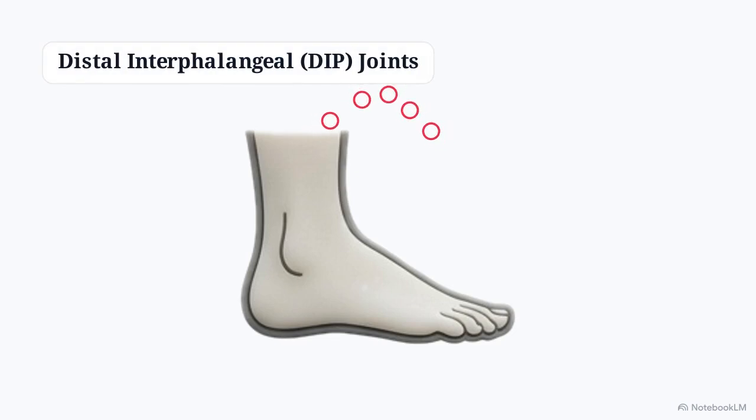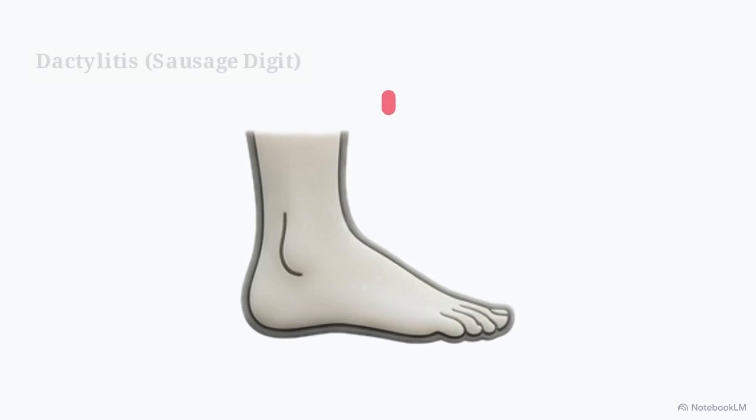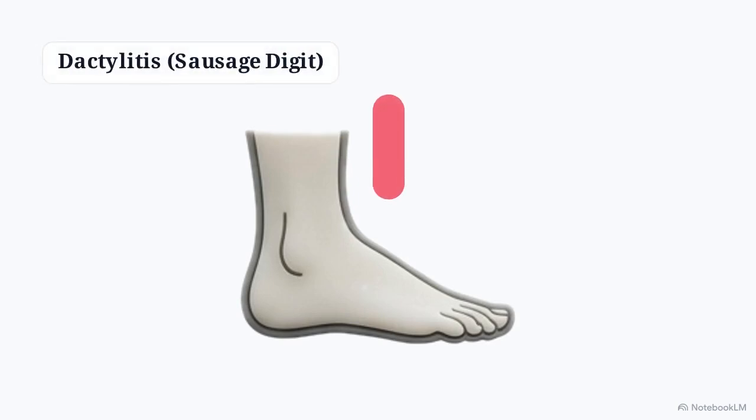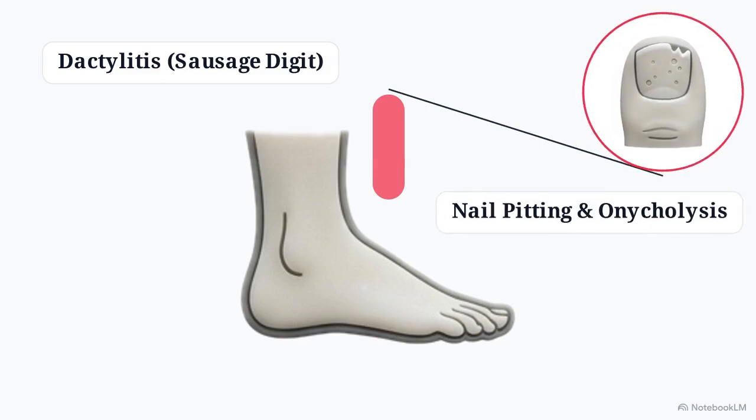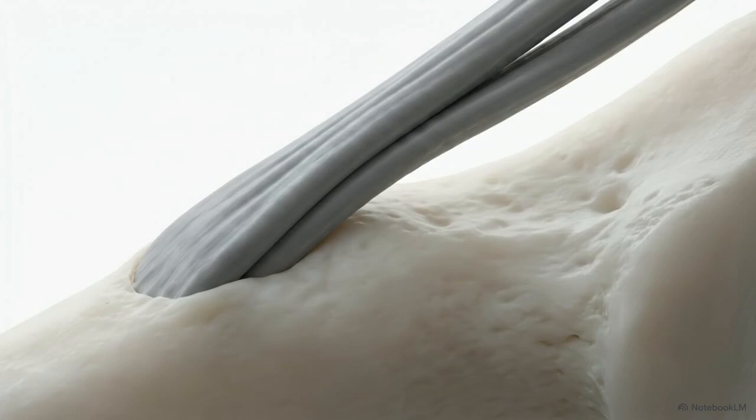We look for 2 specific physical indicators: dactylitis, where an entire digit swells uniformly, and distinct nail changes, such as pitting or separation from the nail bed. The underlying biology here is different.